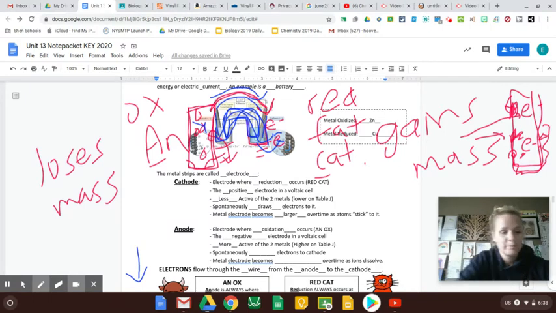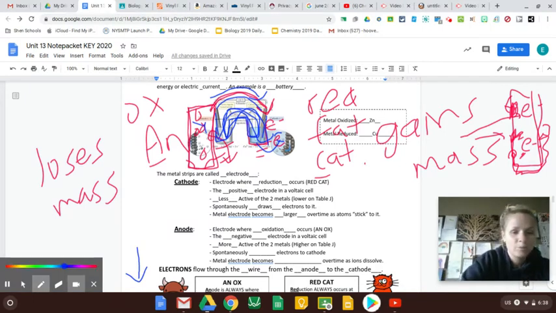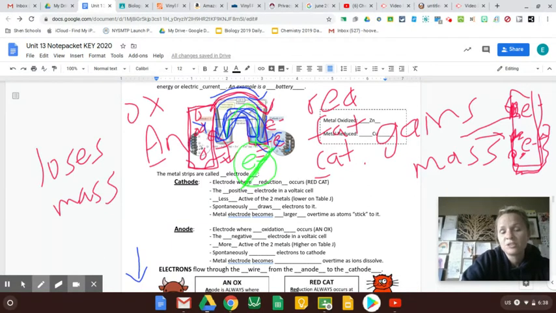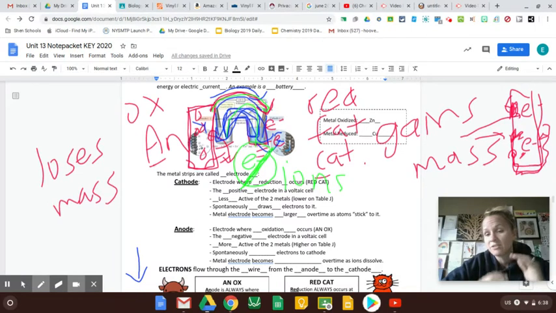But what people mistakenly say is, oh, what flows through the salt bridge? Electrons. And that is not what flows through the salt bridge. I don't want my electrons flowing through the salt bridge. I want them going through the wire to power my device, right? Wires power things. I just want charged ions to go through the salt bridge to even out my charge. I don't want electrons going through there.